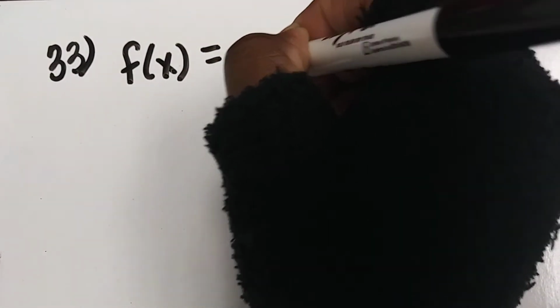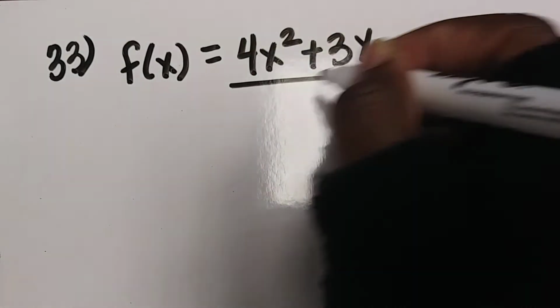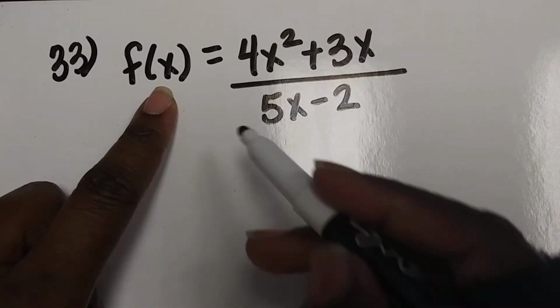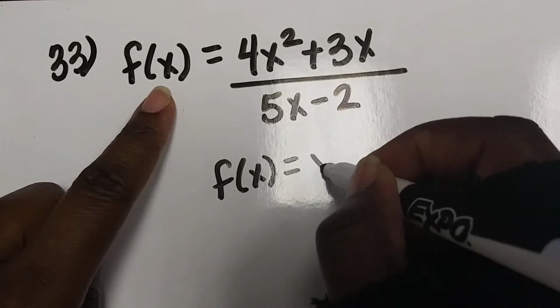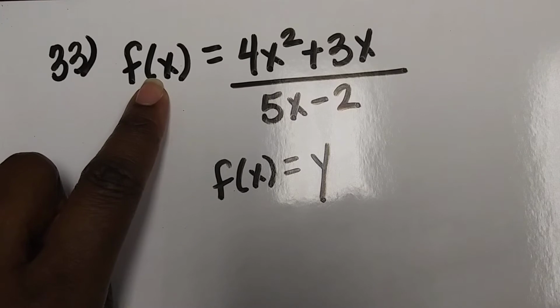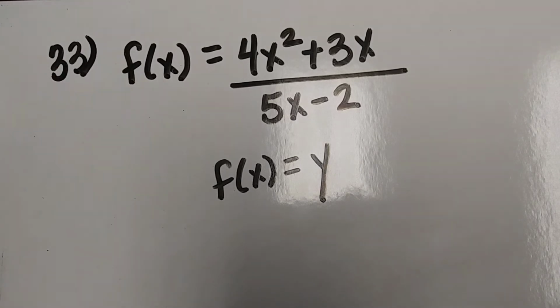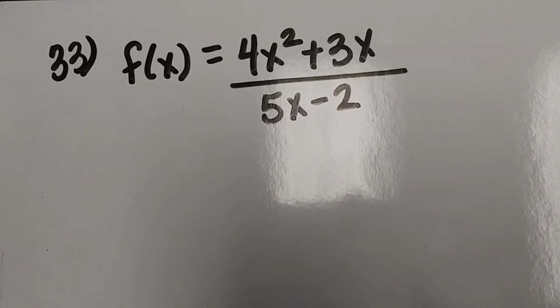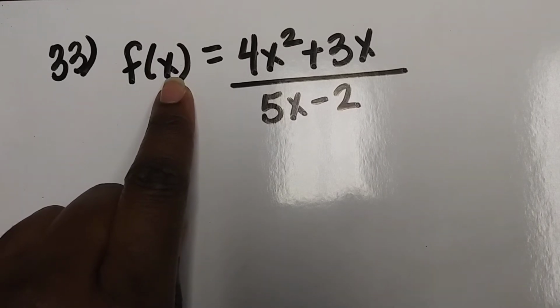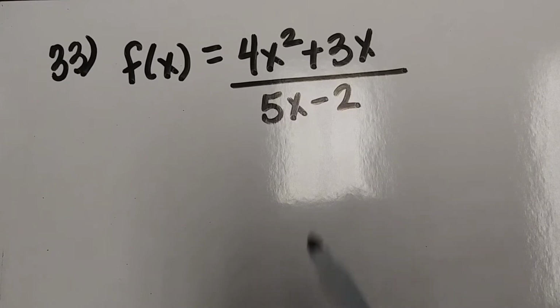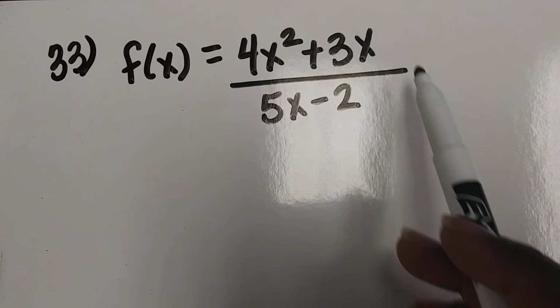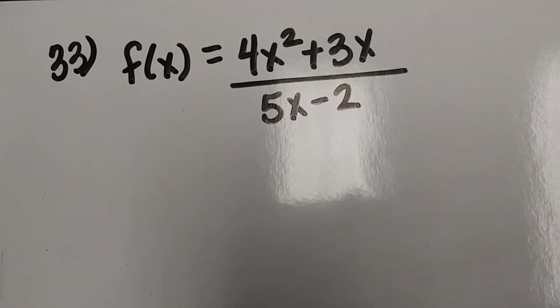On 33, we have f of x equal 4x squared plus 3x over 5x minus 2. When I see f of x, it is just like saying y. So when you see f of x, you might say y equals. F of x is a function. A function involves an input and an output. I will put something in for x, and it might be any number I could think of on the number line. I'm going to put in that number for x, and my result will be my output, which represents your y. So f of x is a function. It means an input and an output. I am putting something in for x, and what I get out of it is going to represent my y.